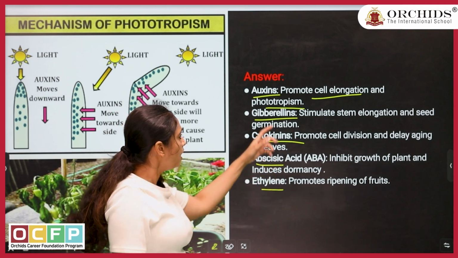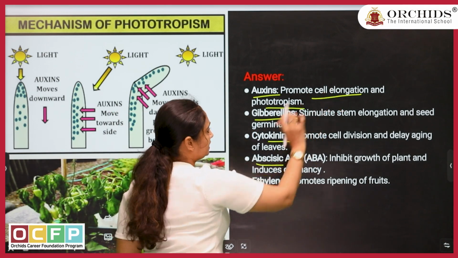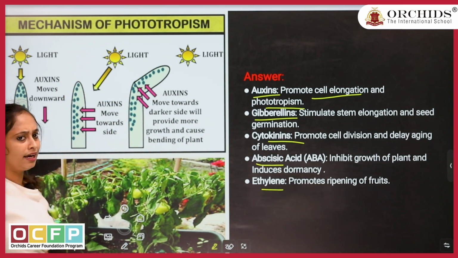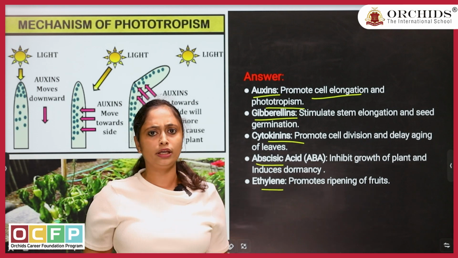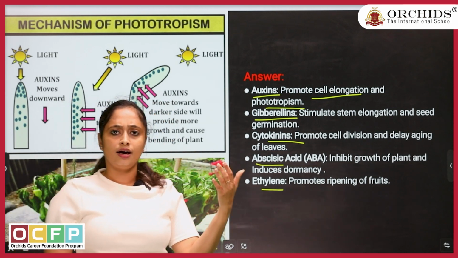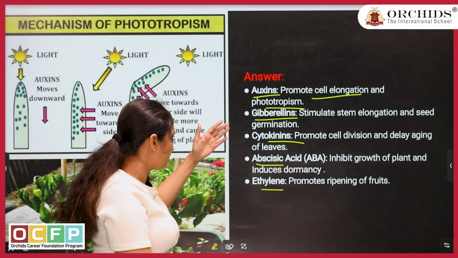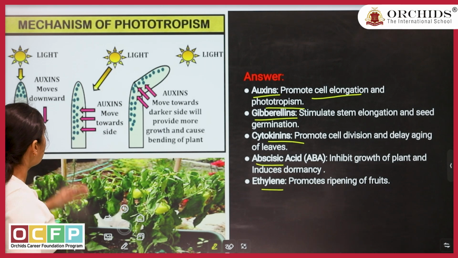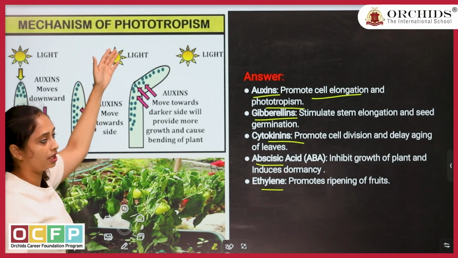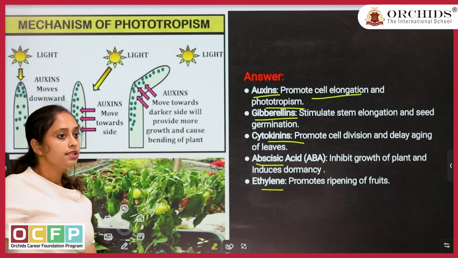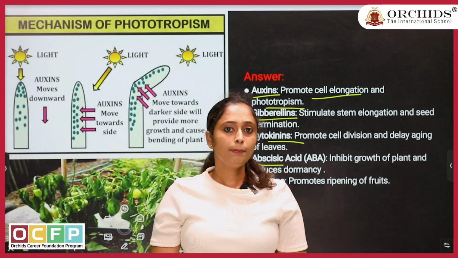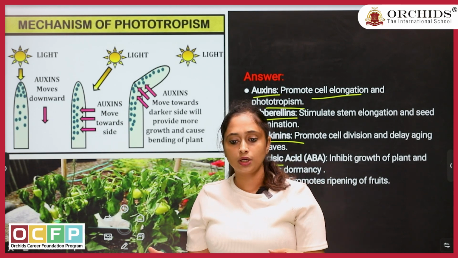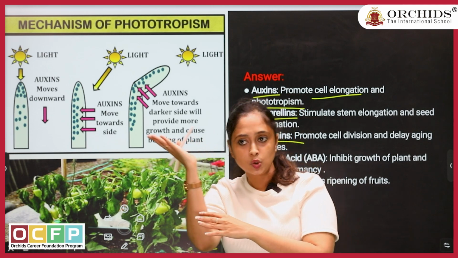Now, we said auxin promotes cell elongation and phototropism. I put a diagram here as well. You don't need to draw the diagram in this question; you can directly write the answer and the function. But to understand the function, I kept a diagram here. You can see a plant growing, and the sunlight is coming. Whenever we keep a plant in one area, some branches will bend towards the light.